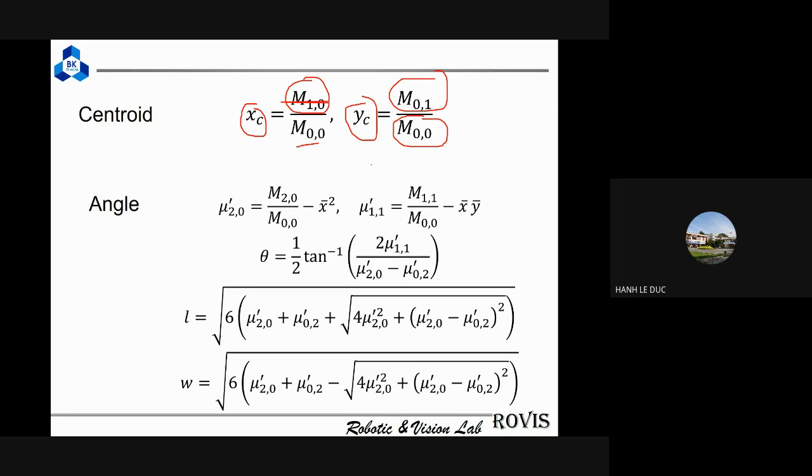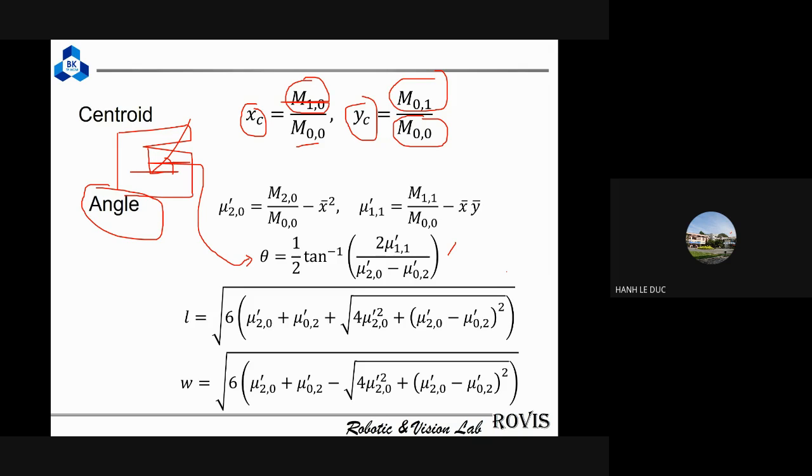Okay. And the angle or the orientation, because we have just the 2D image, we just have the angle of it. We just have the angle like this. Okay, so this angle theta is calculated by this equation. We call this the Hu moment.